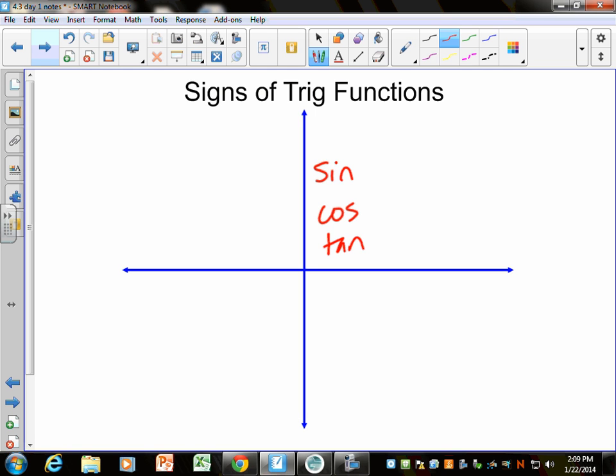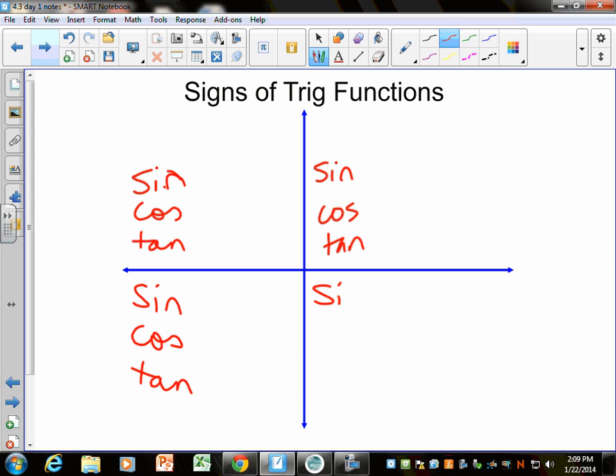Quadrant 1, quadrant 2. I'm only writing these 3 because if we're talking about positive and negative, if tangent is positive, will cotangent always be positive? If sine is positive, cosecant will always be positive. Whatever sine is, its reciprocal function would also be the same sign. It's just flip it around. So I'm only writing these 3, but it works for the reciprocals too.